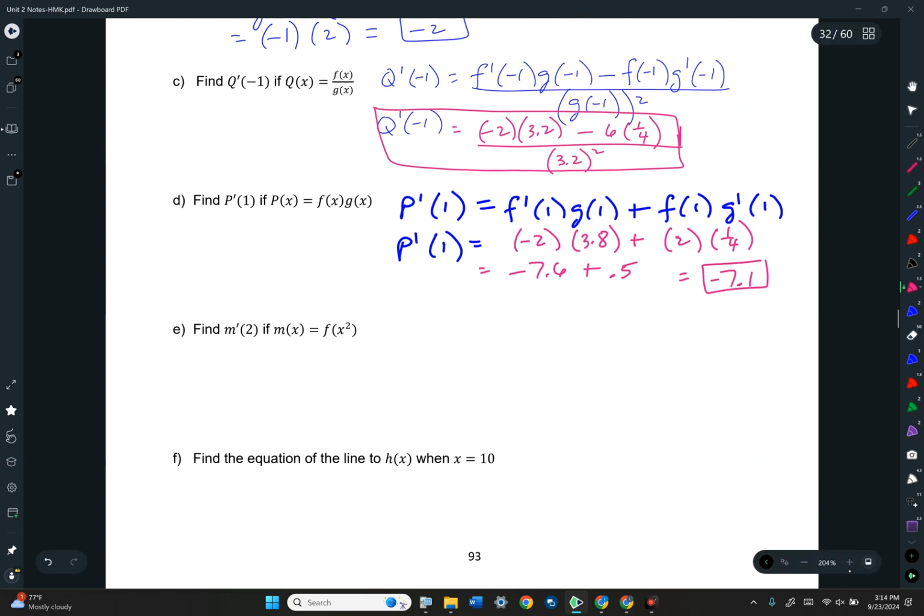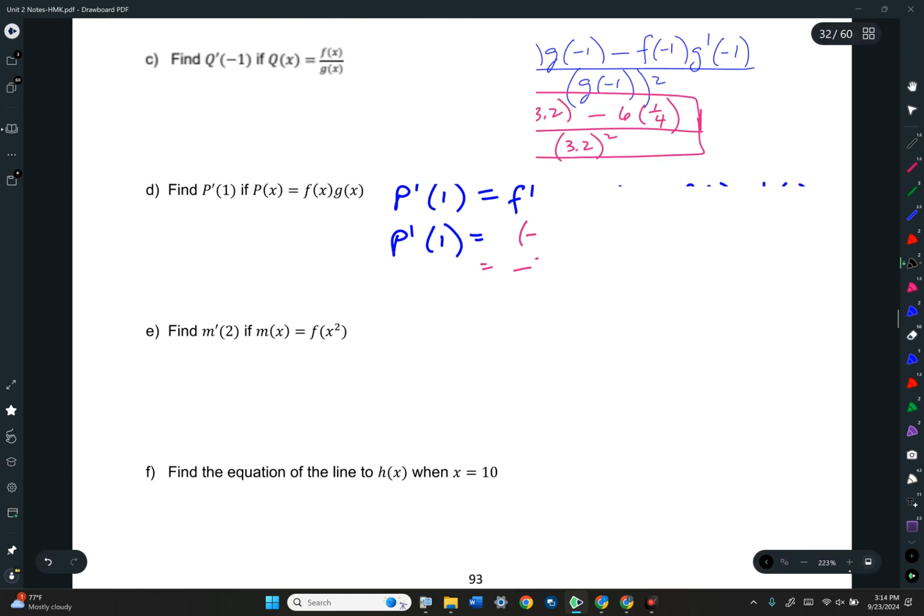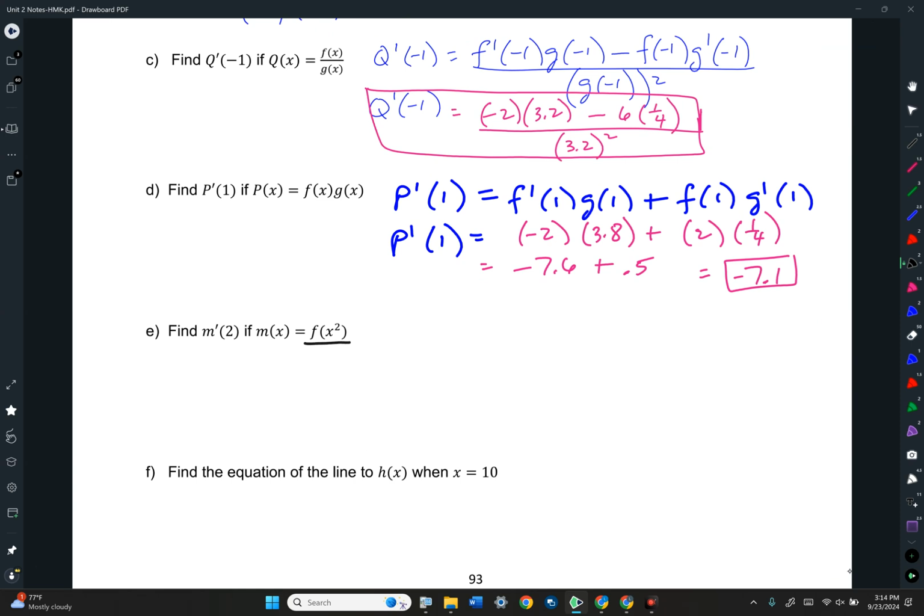Okay. Look at letter E. Letter E has something that looks a little different. It says, find m prime of 2 if m of x equals this. Well, do you see that this is a function within a function? It's kind of like they're saying, hey, it's f of g, but g is x squared. So if I set up my derivative of m using a chain rule, I would say derivative of the outside, still evaluated at the original parenthesis, then times the derivative of the inside, which would be 2x.